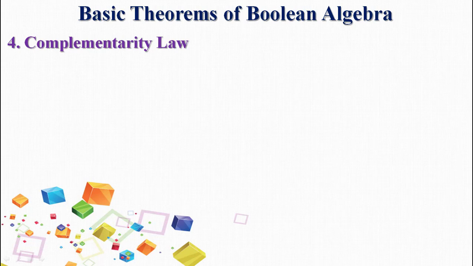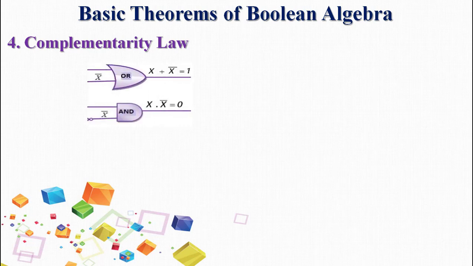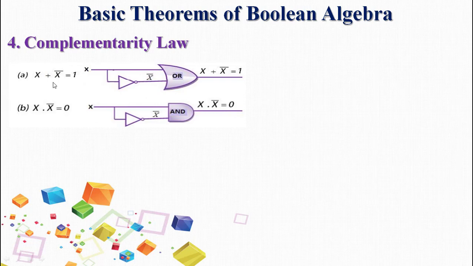This law is very important because it will be used to solve or to prove the other laws also. So with respect to the examination, it is important. What does the law state? The law states that if a Boolean variable is added with its complement, then it produces 1.